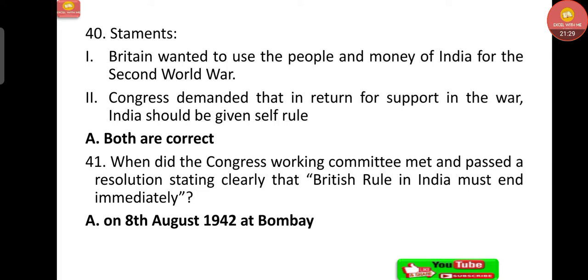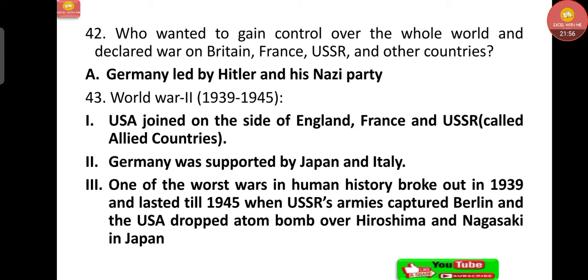Now, the statements again. Britain wanted to use the people and money of India for the Second World War. Congress demanded that in return for support in the war, India should be given self-rule. Both are correct. When did the Congress Working Committee meet and pass a resolution stating clearly that British rule in India must end immediately? That was on 8th August 1942 at Bombay.